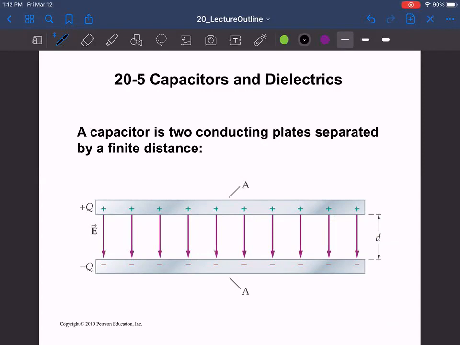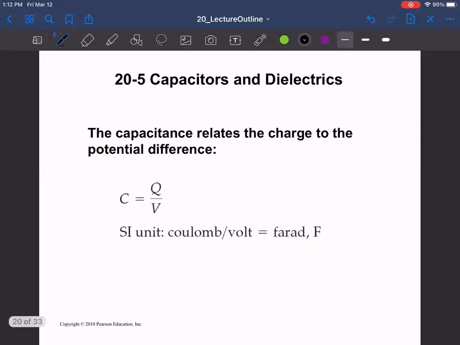And then, of course, you have the surface area and then the separation amount. Capacitance itself is essentially the amount of charge per volt we can store on that capacitor. Once you find the capacitance of a capacitor, it doesn't change.